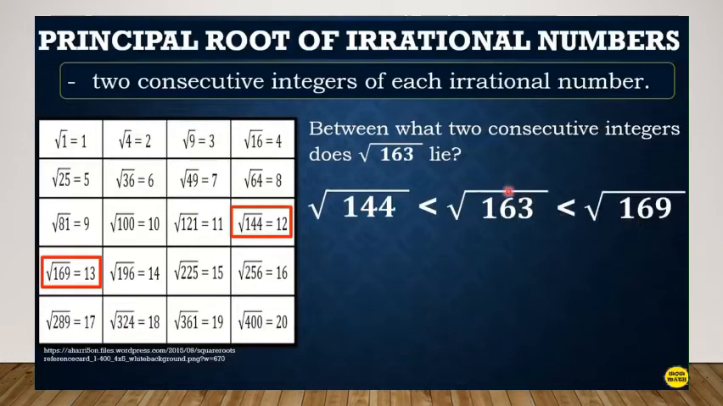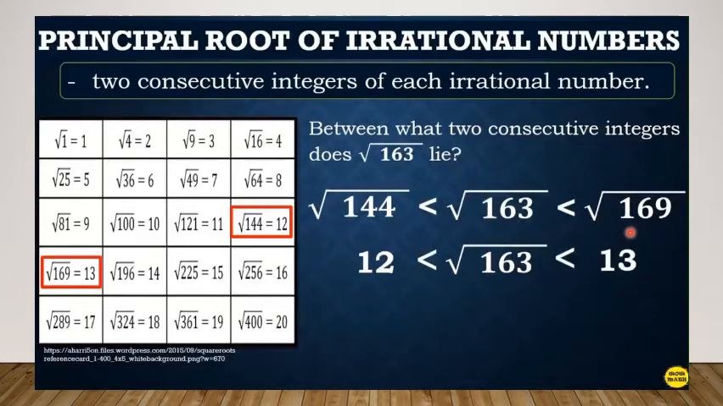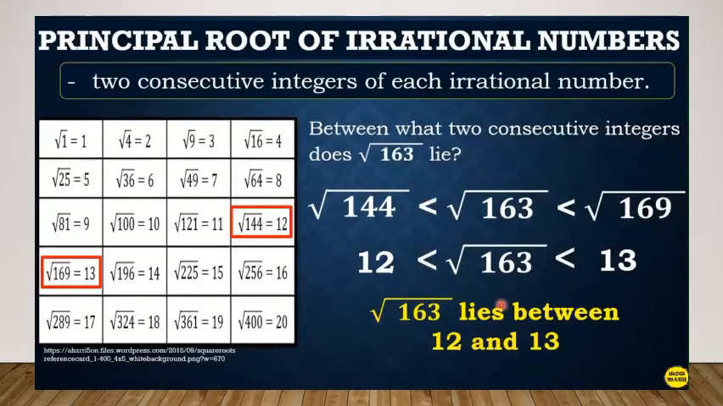So, as you can see, yung 163 nasa gitna ni 144 at 169. Ganun po palagi ang gagawin. So, square root of 163 is greater than square root of 144 but less than square root of 169. Okay, so nakuha na natin. So, kunin natin ang square root ni 144, that is 12. And then square root of 169, that is 13. So, therefore, square root of 163 lies between 12 and 13.